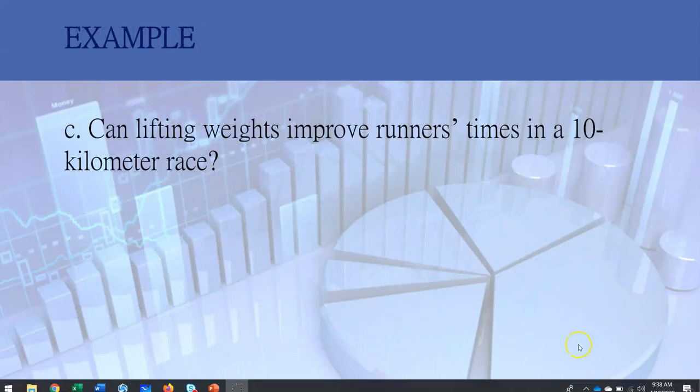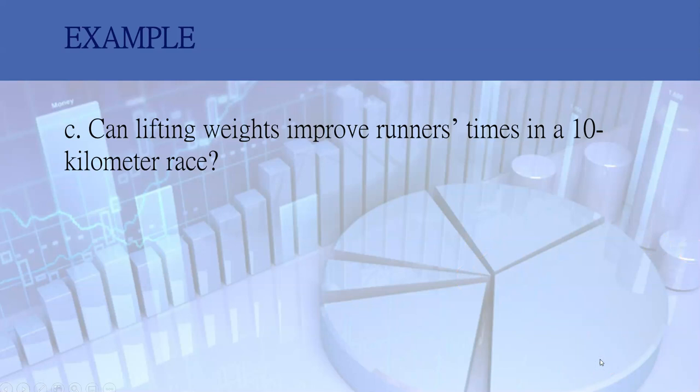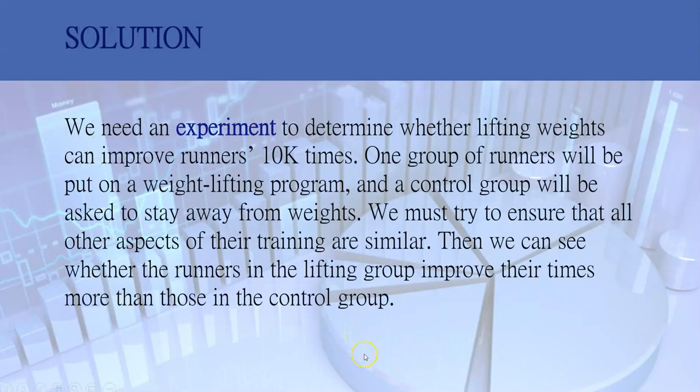For the next one, it wants to know if lifting weights would improve runners' times in a 10-kilometer race. So there's nothing unethical about setting up an experiment for this, so that would be the best choice here. You could have one group of runners lifting weights, and then the control group would not lift weights, and then you have them run and see what the times are.